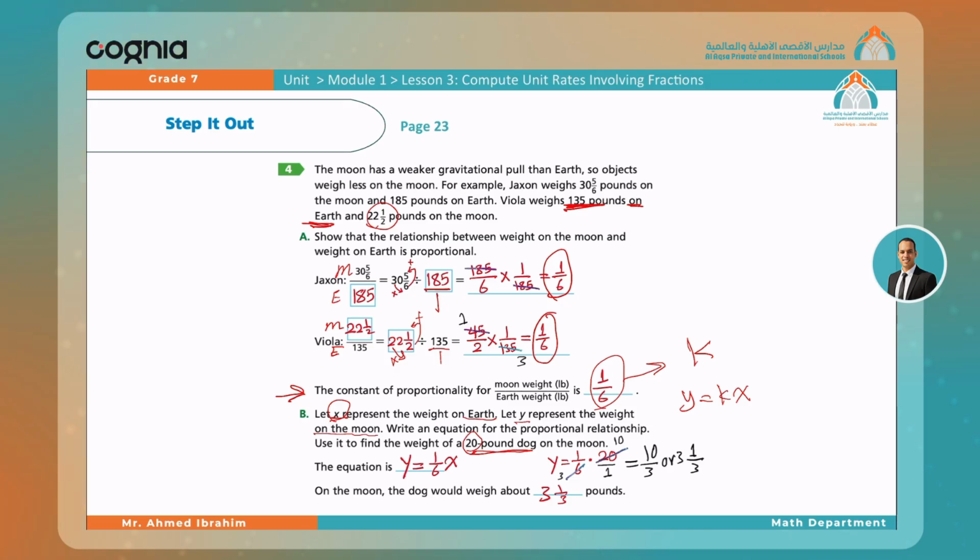And this makes sense, guys, because the weight of the dog on Earth is 20 pounds, and on the moon it will be lighter. It will be just 1/6 of it. It's 3 1/3 pounds.